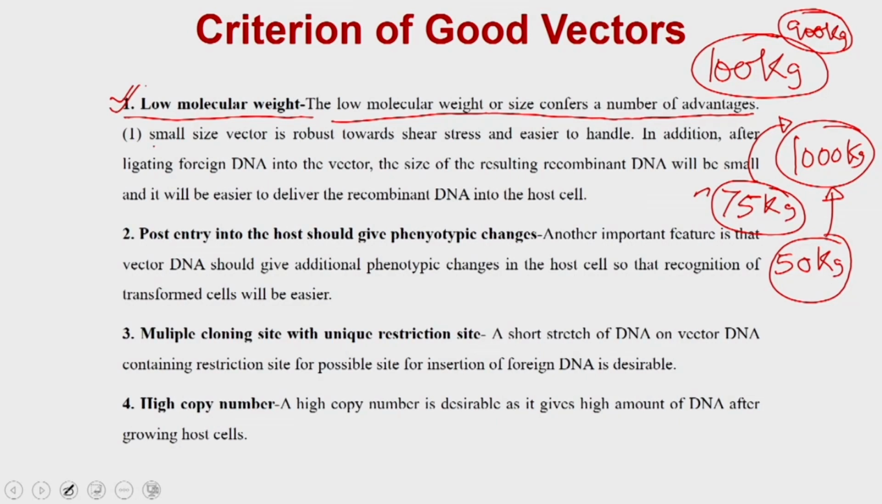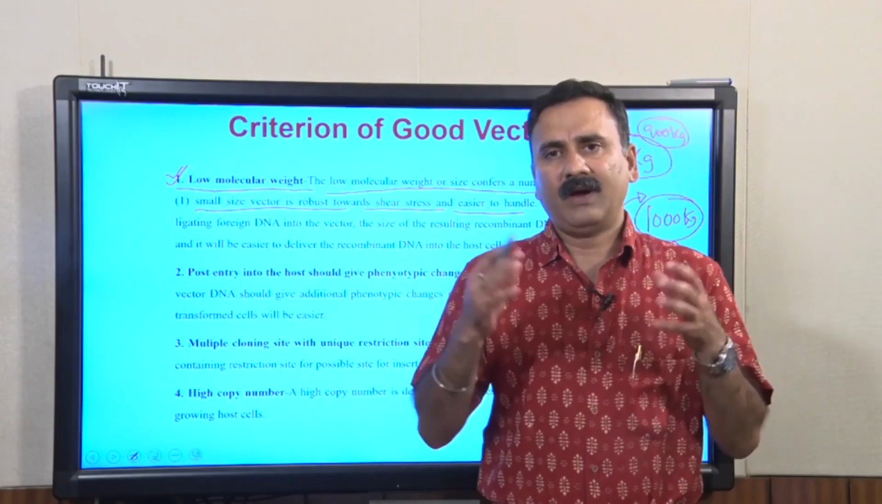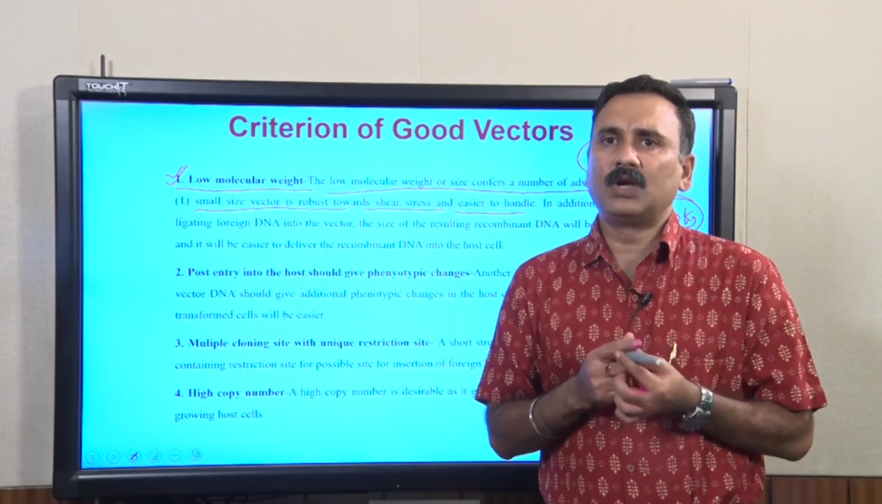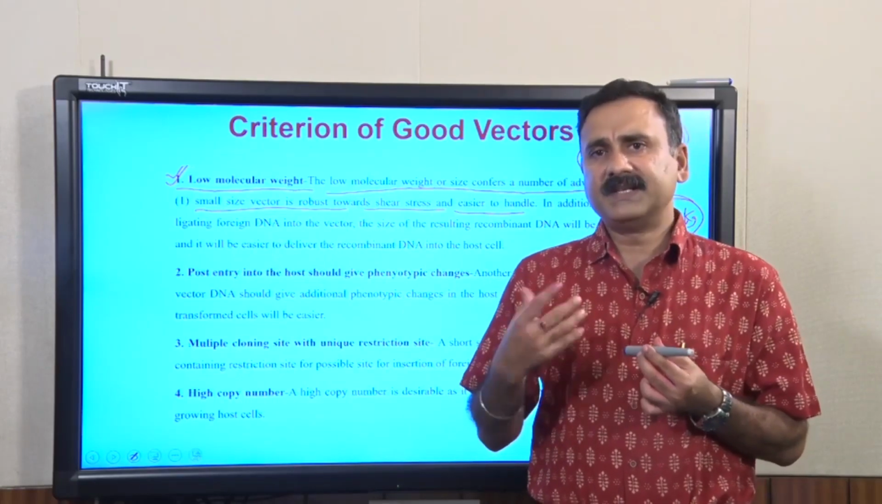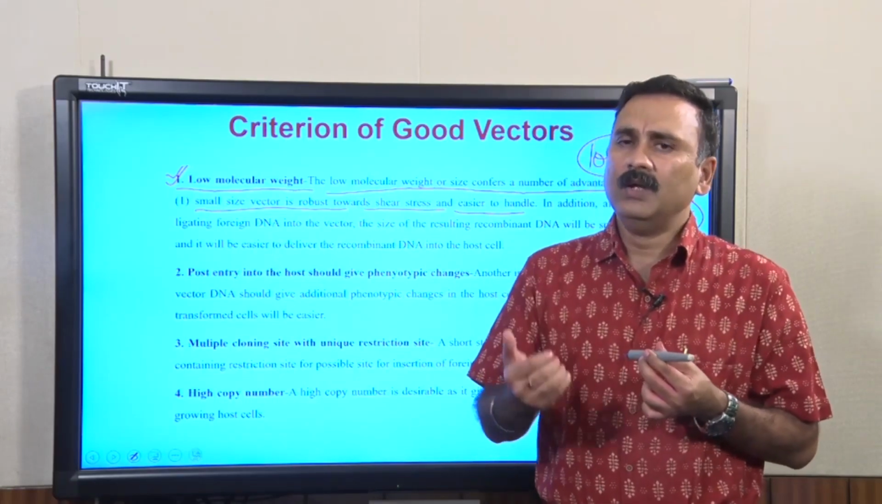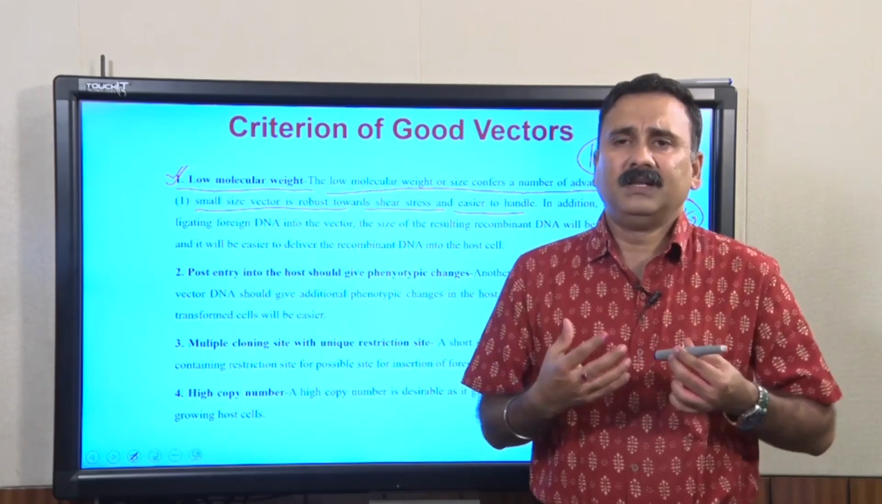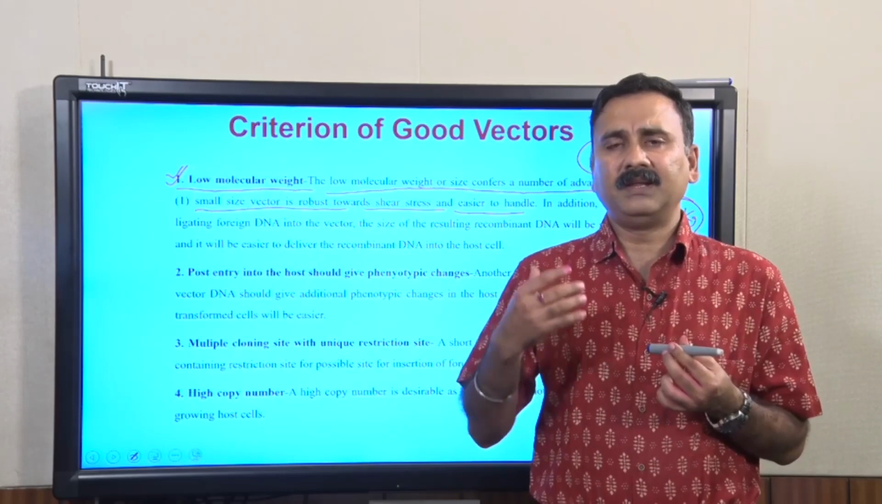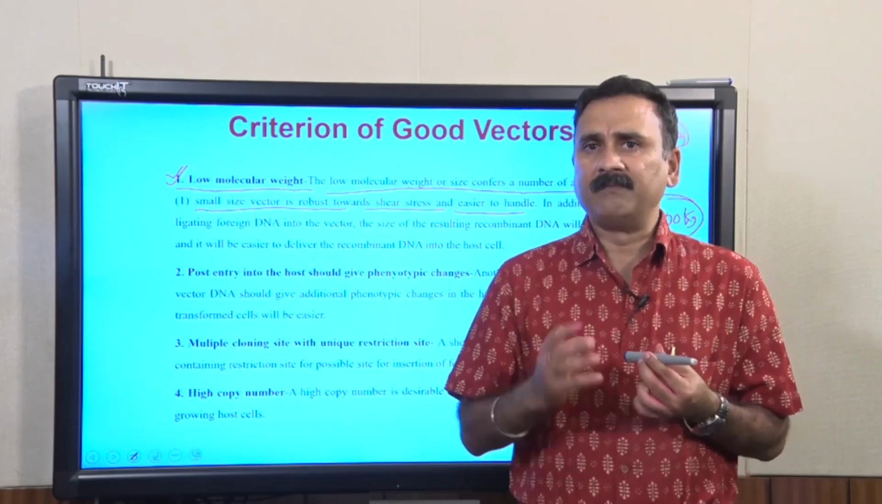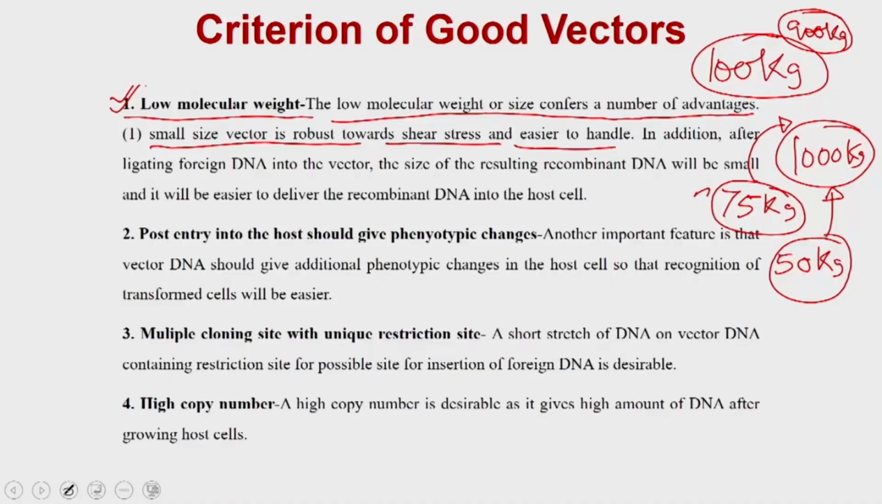One is the small size of the vector is robust towards the shear stress and easy to handle, because you can imagine that if you have a larger DNA, if you have a large size of DNA, it is actually prone to shear stresses, and also the isolation of this kind of vector is time consuming as well as not easy to perform.